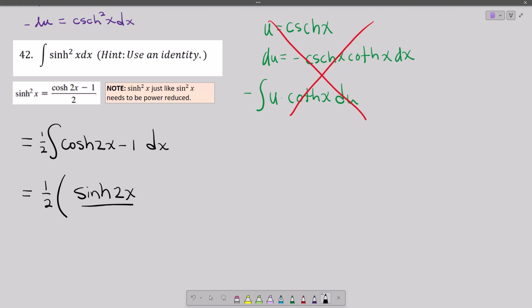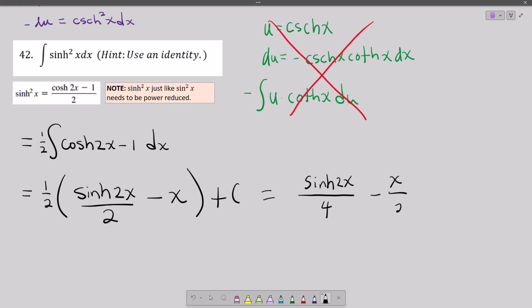The inside of that sinh is a linear function. If you were doing a derivative, you'd do chain rule and you'd multiply by 2. But because we're integrating, we're going to divide by 2. And then we have minus x, and then plus c. And so we could distribute this half. There's no point in having the answer partially factored. Partially factored is not usually helpful.